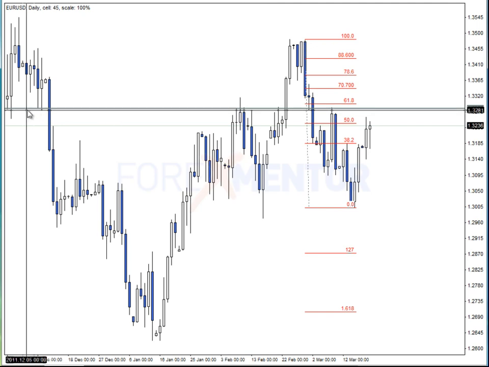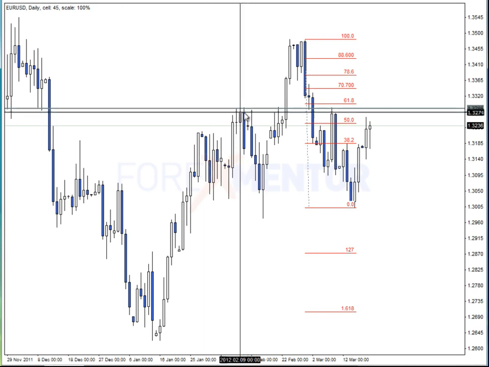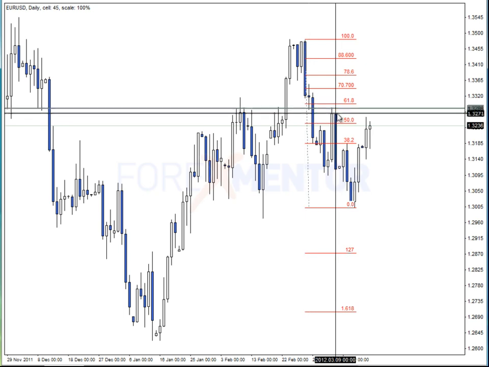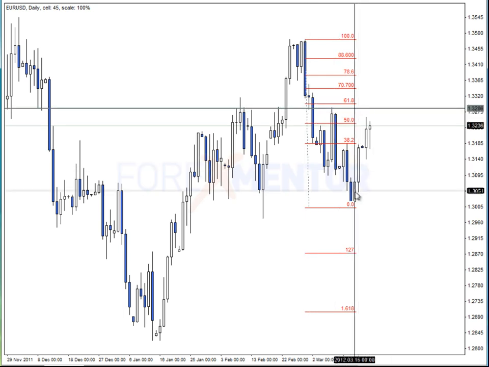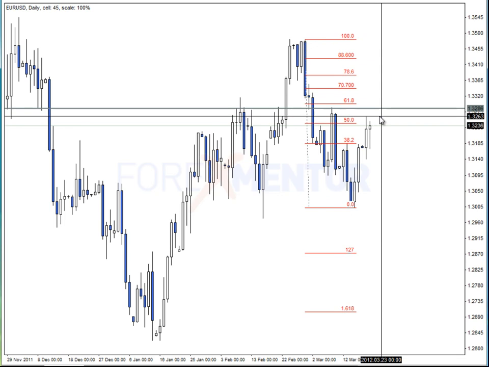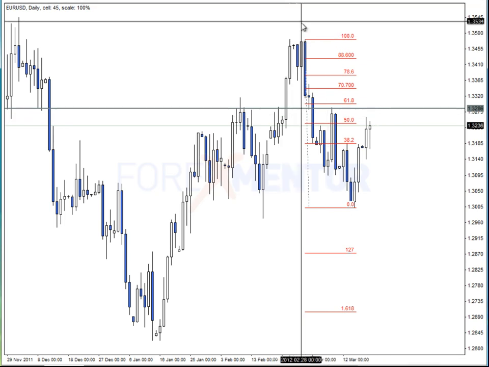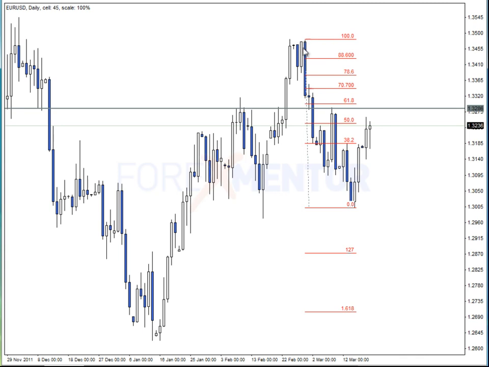Right on the left hand side we have the rejection wicks here, support, then price comes back, acts as resistance a few times, comes back to support, then resistance, and now price is starting to rally back up. Now we've drawn the fibs from this swing high down to the swing low. That's the major swing that we're dealing with, and you can see we've identified an area around the 62 level, with this key area of resistance.